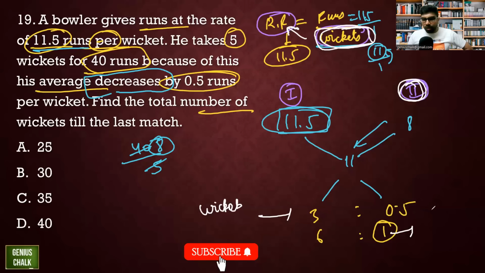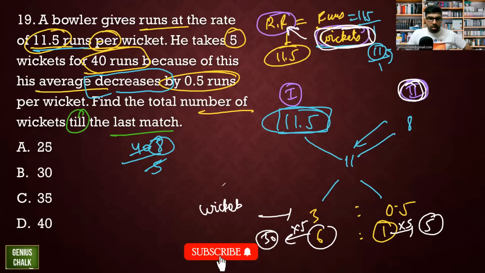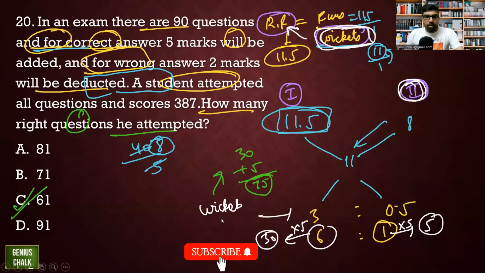So actually he is not taking 1 wicket, he is taking 5 wickets. So what is the multiplier factor? 5. So that means up to now, earlier he had taken 6 into 5, 30 wickets, and 5 wickets in the last match. It is saying find the total number of wickets the bowler has taken till the last match. That means earlier he had taken 30 wickets, now he has taken 5 wickets. So overall wickets he has taken is 35. Okay, another beautiful application of alligation. Alright, next one.